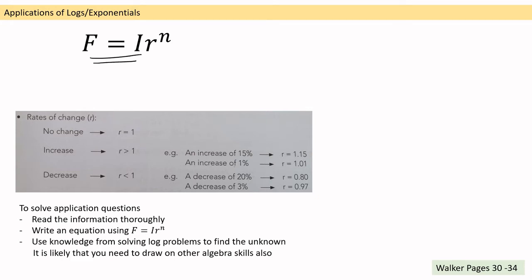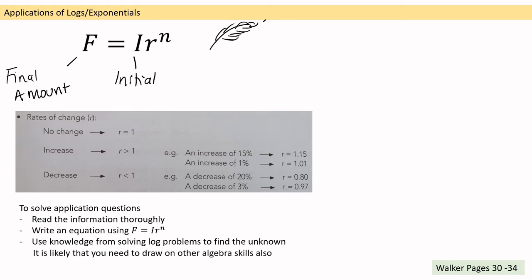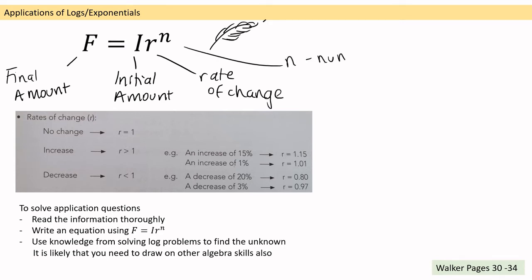Okay, I think of it as FERN, kind of sounds like, you know, a little fern. This looks more like a feather than a fern. I just feel like this acronym makes sense. So what it stands for is F stands for our final amount, I stands for our initial amount, R is your rate of change, and N is your number of either days, weeks, seconds, hours, whatever the time frame is.